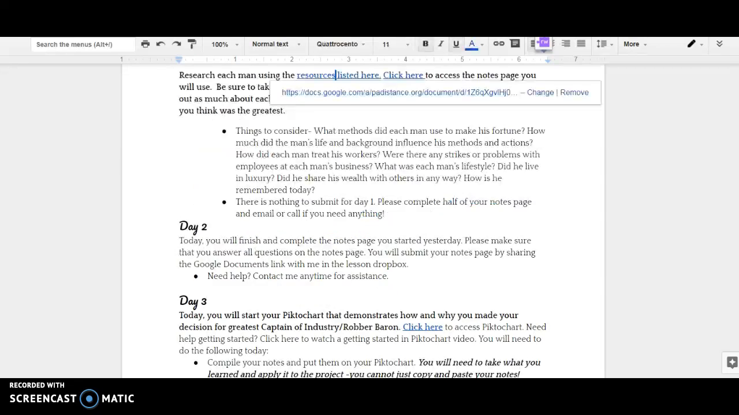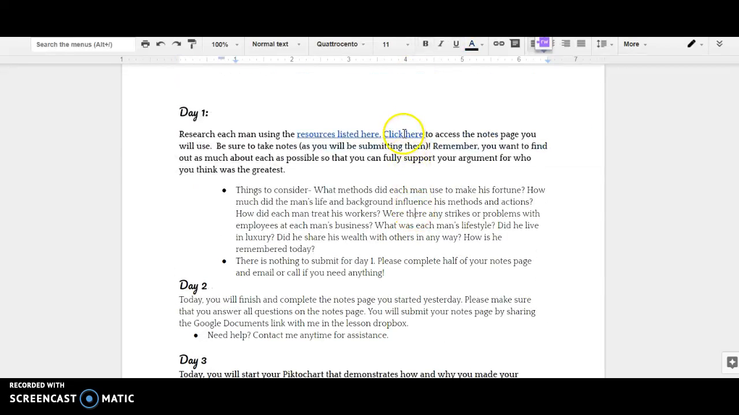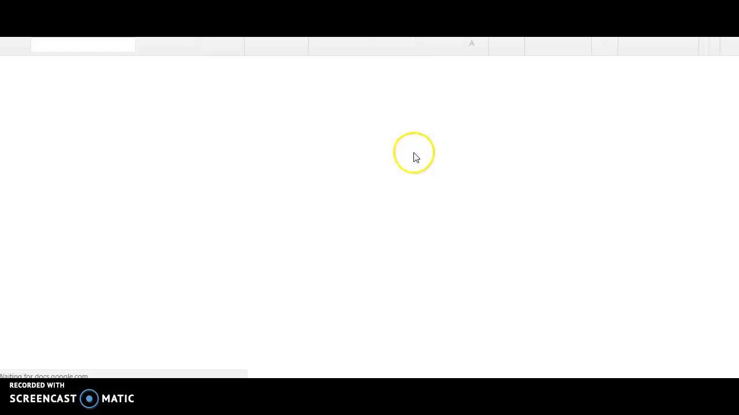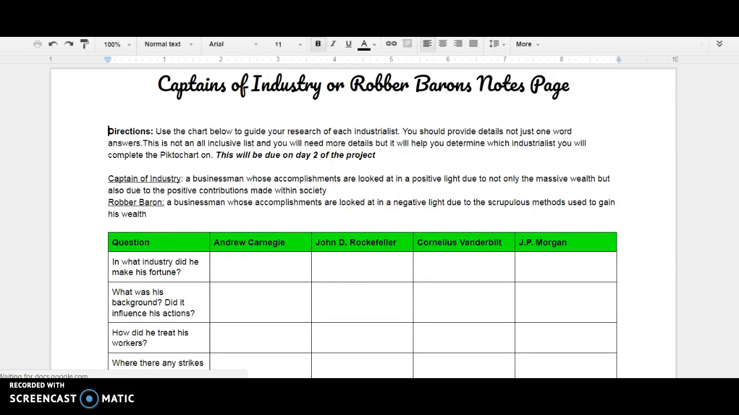So let's go back to the directions page. I want to show you what the notes page looks like. You can access this by the directions page. It's also in step 2 of the lesson for today. It's this chart here. Again, this is not due on the first day that you started. This is going to be due on day 2 of your project.